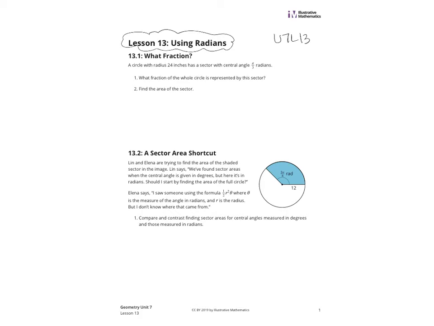So the sector area in radians is equal to 1/2 r squared times my theta. And my theta will be in radians: pi over 2, 3 pi over 4, 2 pi over 3. It'll be a radian. And then we also have arc length.